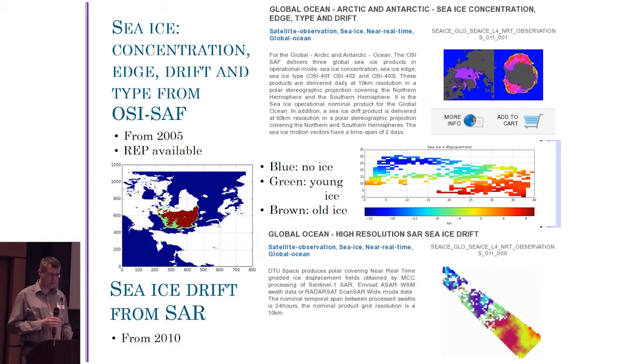In terms of sea ice concentration, we also have what's termed global products, in the sense that they cover both the Arctic and the Antarctic. We have sea ice concentration, edge and drift data. These are coming from EUMETSAT's OSISAF, Ocean and Sea Ice Satellite Application Facility. These are really from 2005, and there's a reprocessed version available. There's also a high-resolution sea ice drift product, which is derived from synthetic aperture radar data, and this is running from 2010.